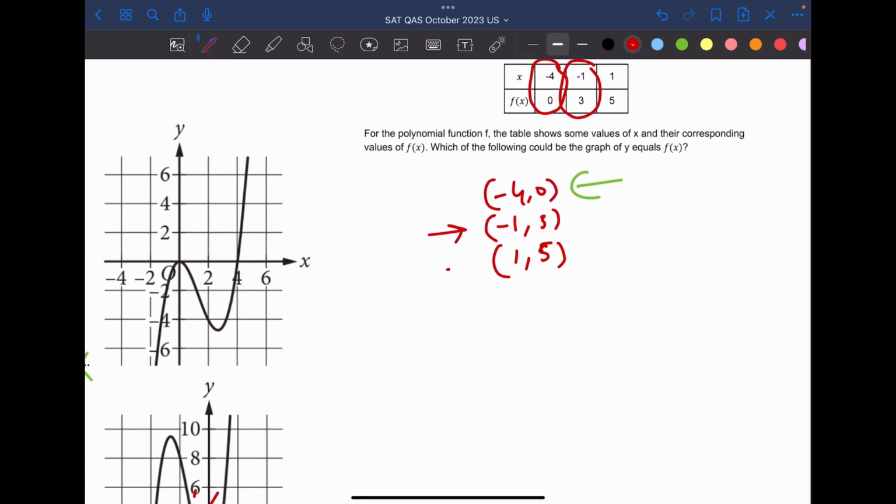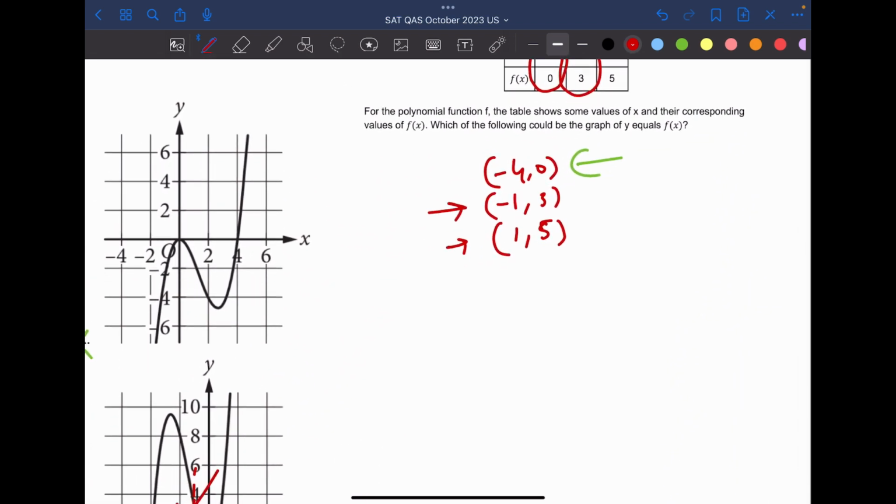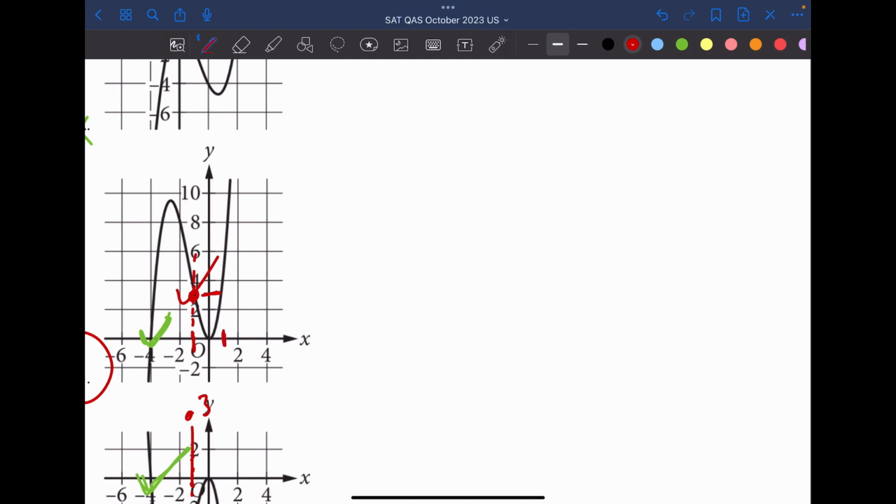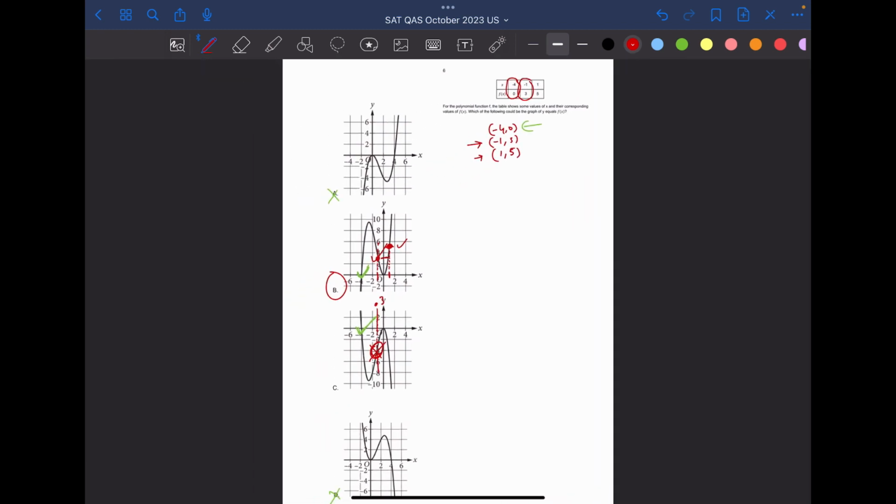point of 1, 5. So at 1 for B, 1 would be over here. Is it almost at 5? Yes, 5 is about here, which is the right point. That means all 3 points lie on this graph. That means B is the answer. And that's it for question number 6.